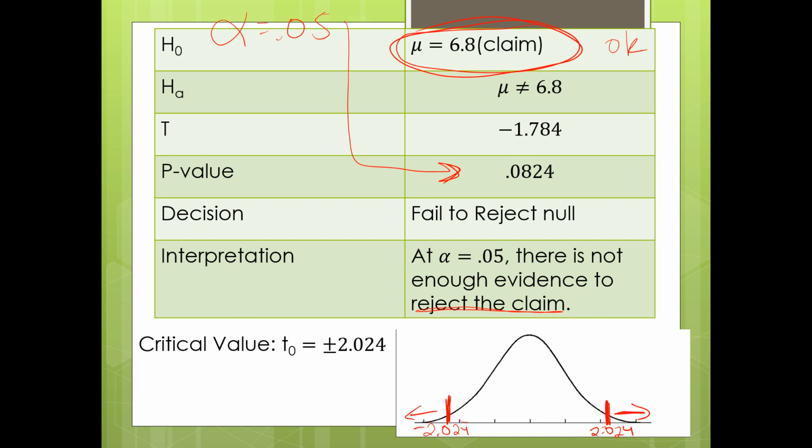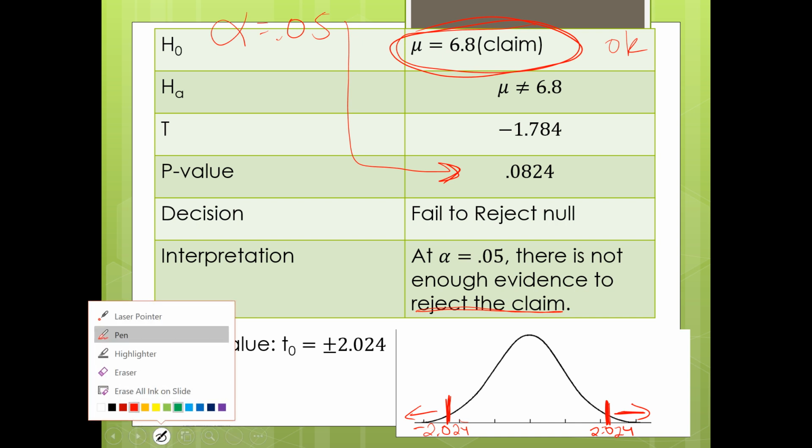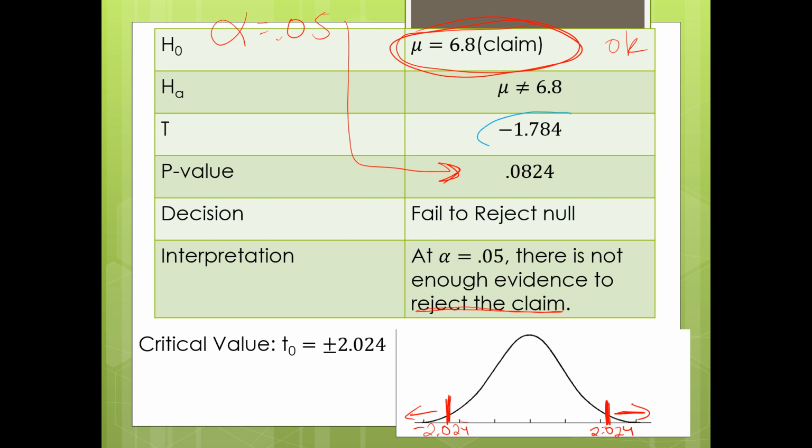So our t-score that we got was negative 1.784, which puts that somewhere around here, but not over here, okay? So it's not less than our negative 2.024. So it's not in our rejection region, so that leads us to fail to reject, just like we already decided with our p-value. Again, you don't have to do both methods, but it's kind of good to see if your answers match.